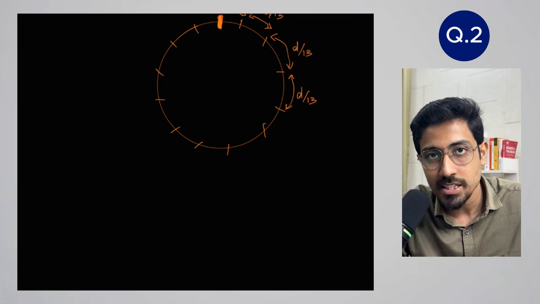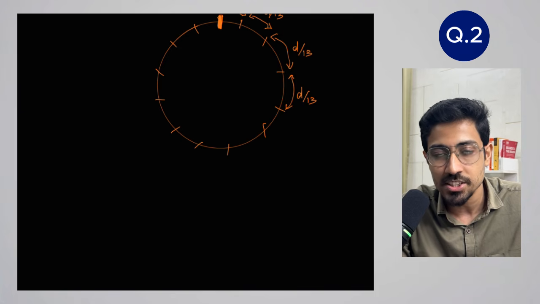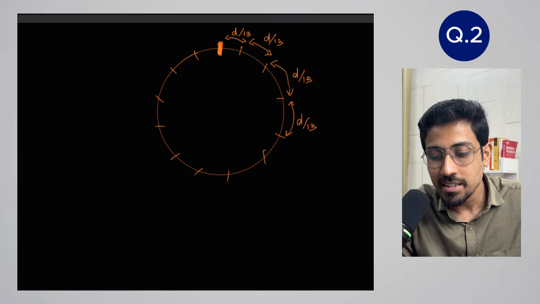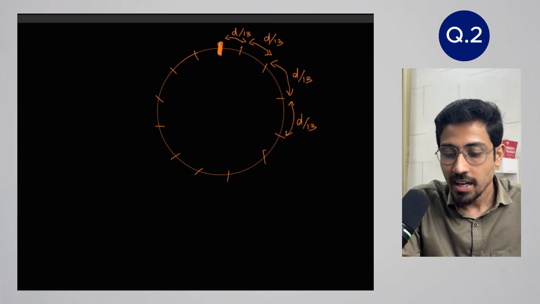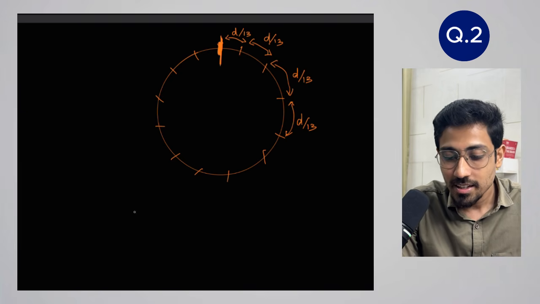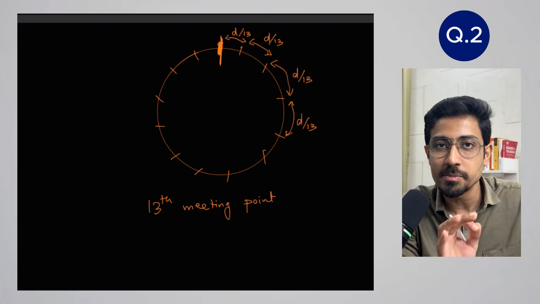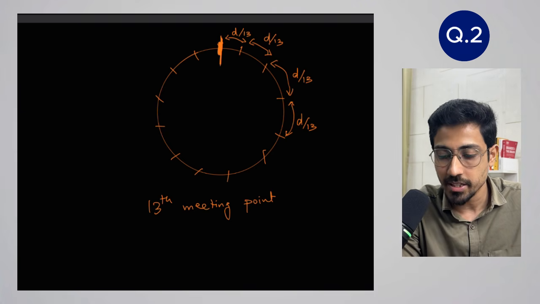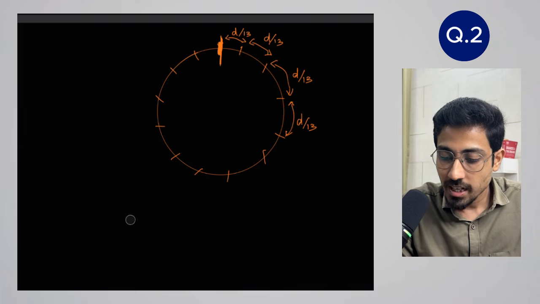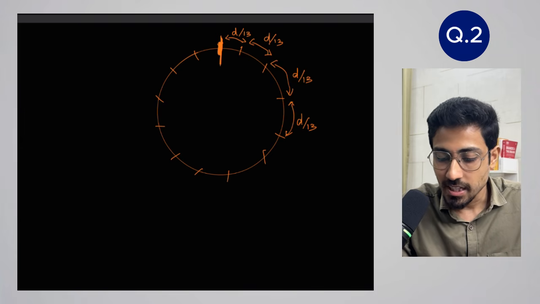This is a concept that is valid for opposite direction as well. So d by 13, each of the points will be at, and the starting point will be my 13th meeting point. In this one as well, the last meeting point is always the starting point.